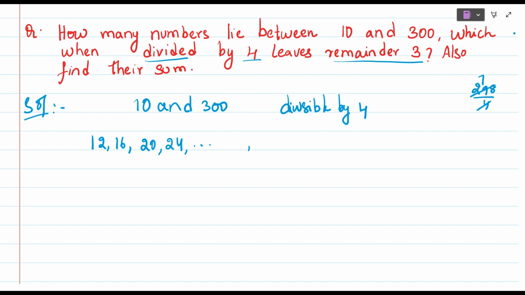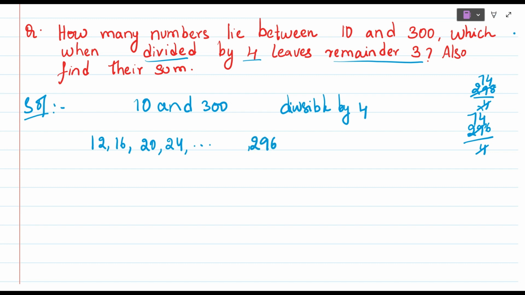7s are 28. 16. This is not divisible. Okay, so let us take 296. 4 sevens are 28, 29; 4 fours are 16. Okay, 296 is the last number.